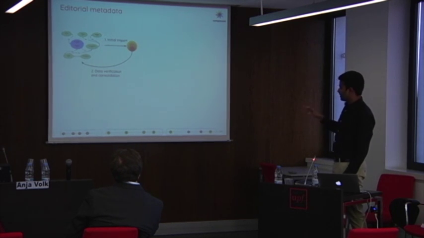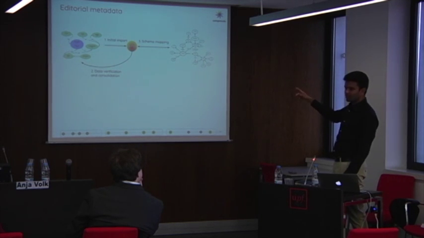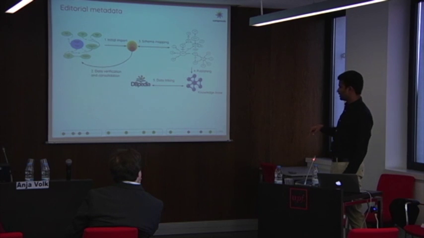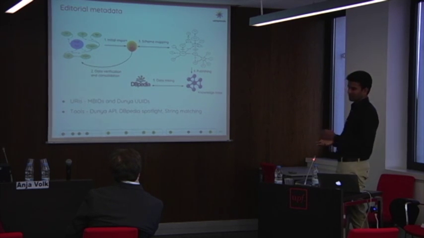And we verify the data and consolidate it, and then map the schema of the relevant concepts that we work with to the ontology, and then publish it as a knowledge base, which we then link with DBpedia, which is the primary source that we link this information with. Some of them are linked with URIs, which are implicit, and some of them are linked using DBpedia Spotlight.